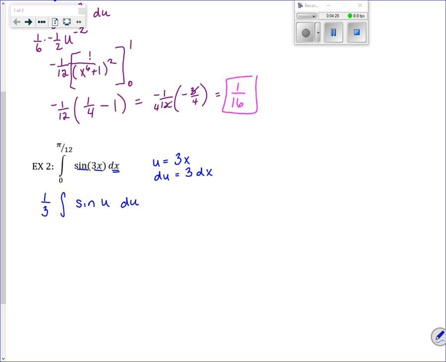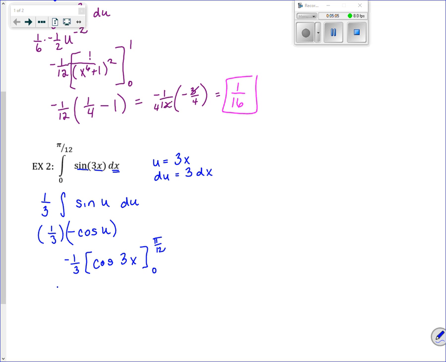And so what would I get? Well, the integral of sine is negative cosine of u, times the 1/3. Let's clean that up a little bit. I like to do my constants on the outside, so I'm going to put the negative with the 1/3, and then I would have cosine of 3x. Now I have it back in terms of x's, so I can put my 0 to pi over 12.